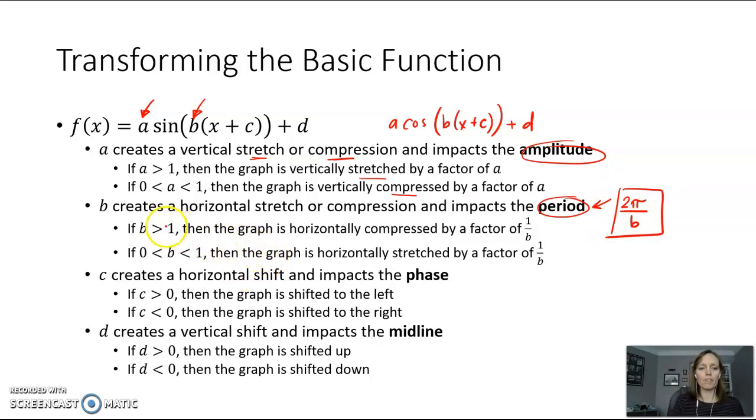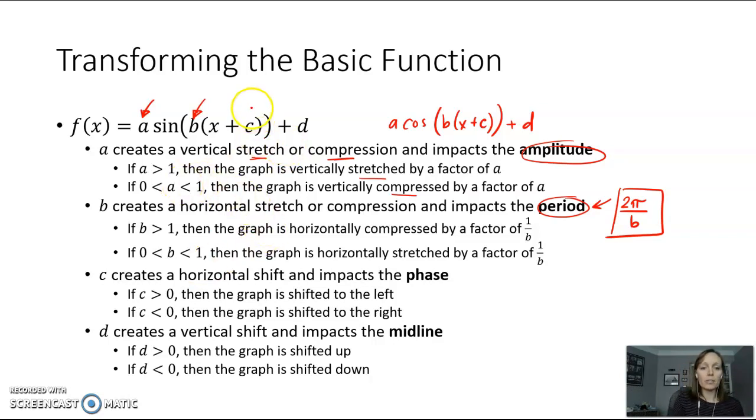So you'll want to keep this equation here handy so that you know how to find the period for a function. If b is greater than 1, the graph is horizontally compressed. So that means that it gets smushed together when b is greater than 1. And if b is between 0 and 1, then the graph gets horizontally stretched. So it gets pulled apart if b is less than 1.